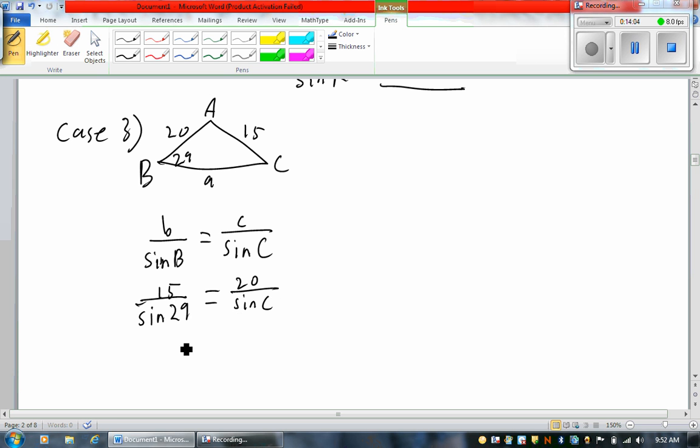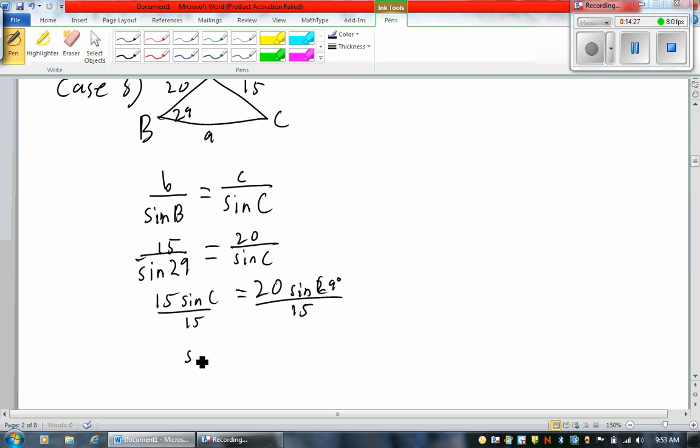Okay, so we cross multiply: 15 sine C equals 20 sine 29 degrees. Divide by 15, plug it in, and we end up getting sine C equals 0.64.